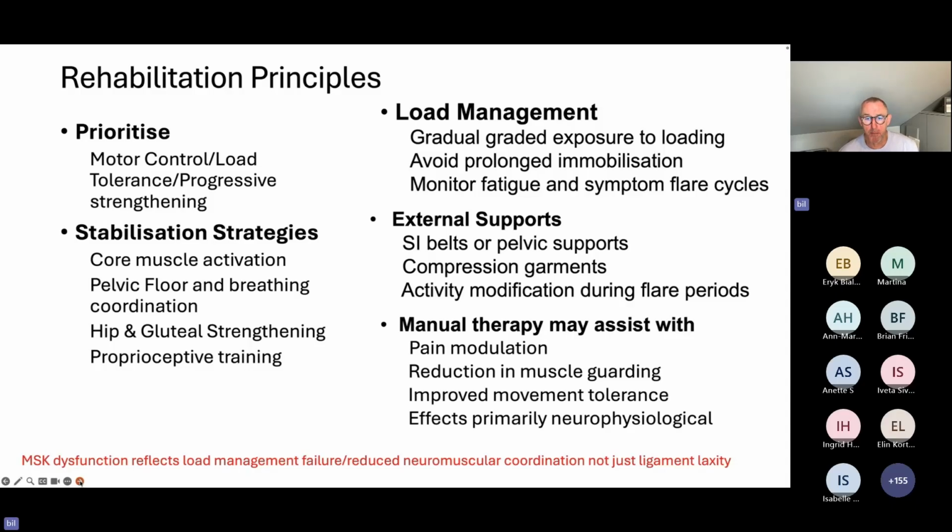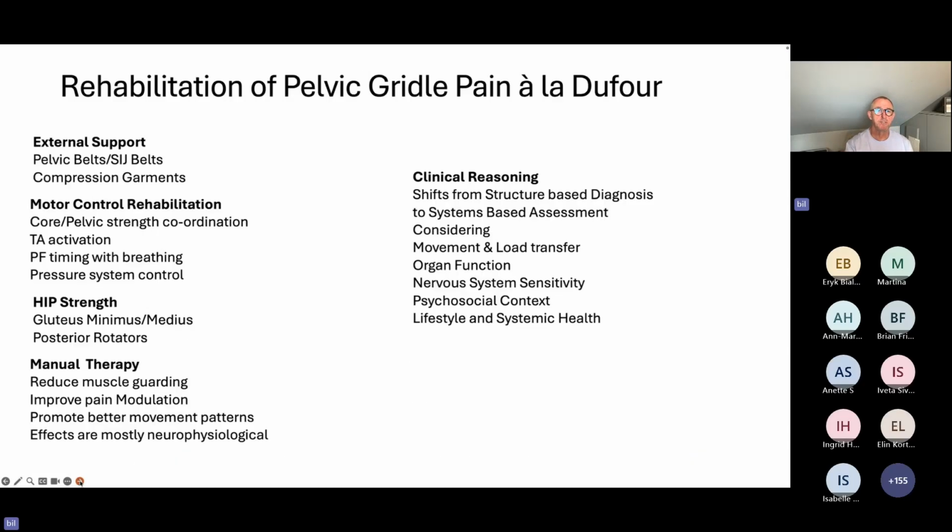Manual therapy can assist with pain modulation, reduction in muscle guarding, improved movement tolerance, and effects are primarily neurophysiological. So again, we can look at load management, neuromuscular coordination, not just ligament laxity. So there's some things that we can do to affect a change. If you look at Sinead Dufour's rehab guidelines, she looks at external support with pelvic belts, SIJ belts, compression, like I said, motor control, hip strength, manual therapy, and clinical reasoning. So it fits in a little bit with the pattern that I use in the clinic.